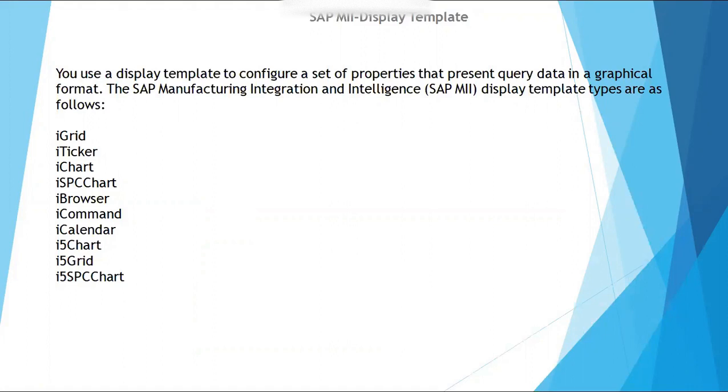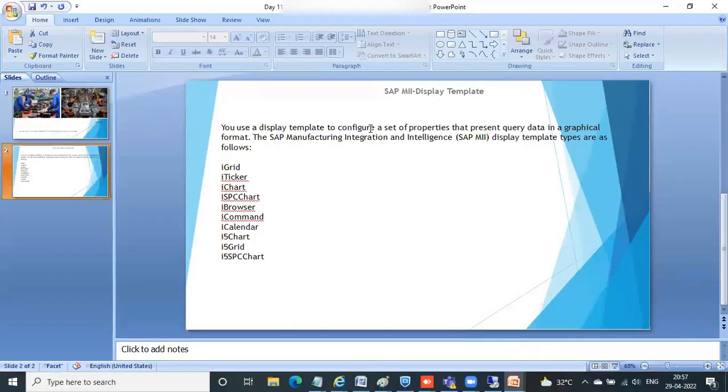By a different format, I mean that you can show your data in a grid format, which means a table structure. You can show your data in different charts, like a line chart or bar chart, or you can also show your data in the format of a gauge. So let me show you an example of how you can create a display template and how you can consume your query template inside a display template.